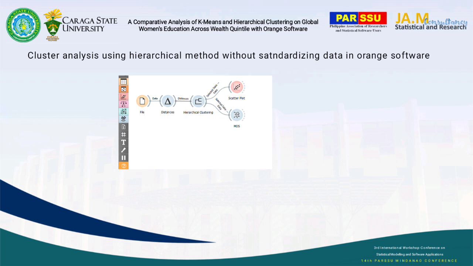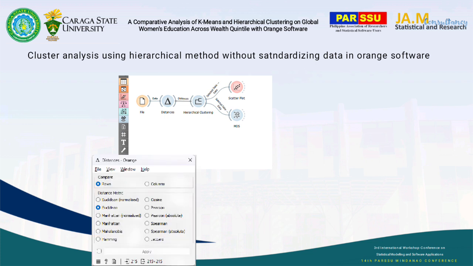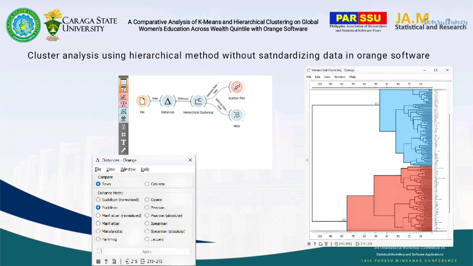Let's try hierarchical clustering again, without standardizing the dataset, in Orange. Again, choosing the Euclidean distance metric, the dendrogram now shows two main clusters. This result suggests that the dataset naturally divides into a large homogeneous group and a smaller, more distinct group, potentially driven by unique patterns in the variables. The separation highlights meaningful differences that warrant further investigation into the characteristics defining each cluster.